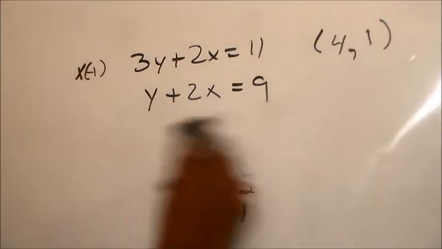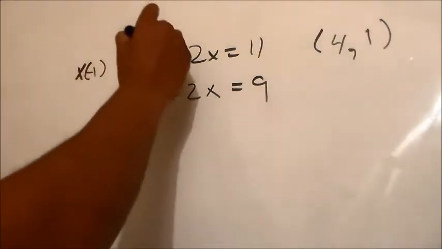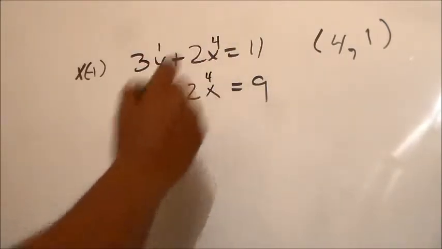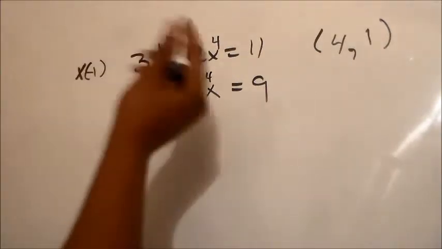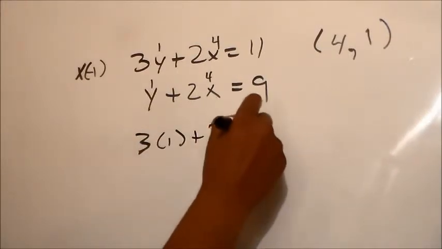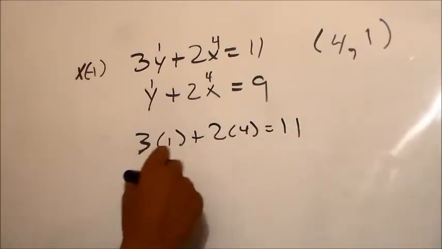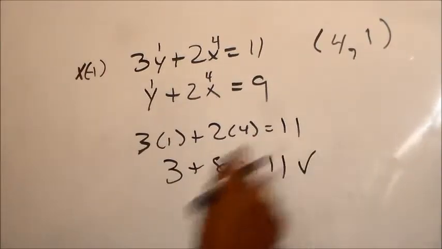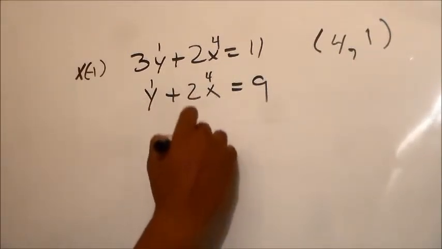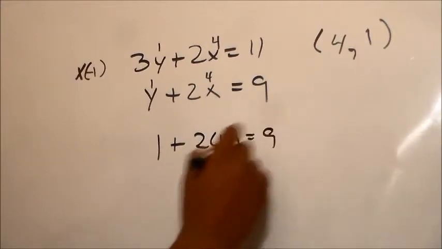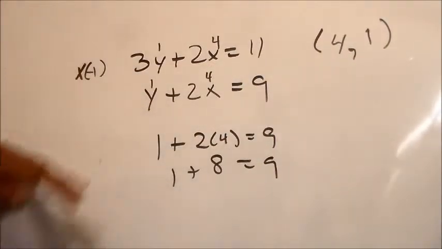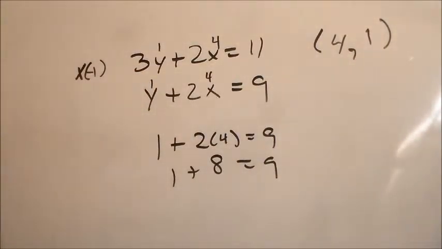If you wanted to test it out, we could put 1 here and 4 here, 1 here and 4 here. Let's say 3 times 1 plus 2 times 4 equals 11. 3 plus 8 equals 11. That checks out. Then we come back and say 1 plus 2 times 4 equals 9. This is 8, and 1 plus 8 equals 9. So our x and y values work in both equations, and we have the answer and we solved it.